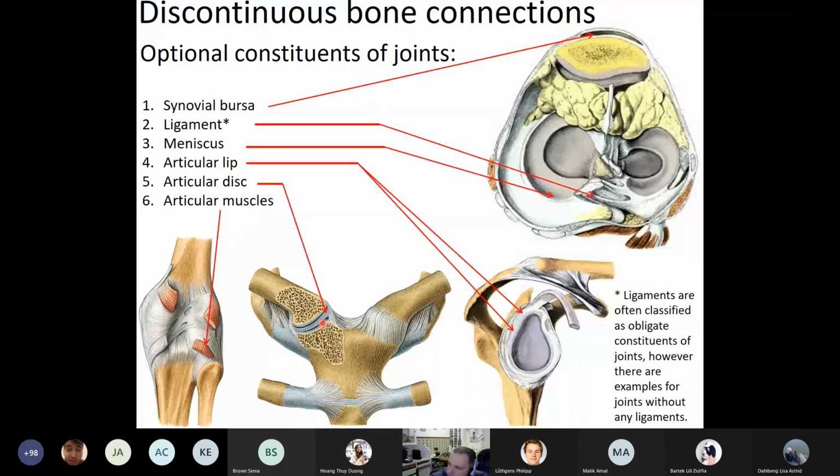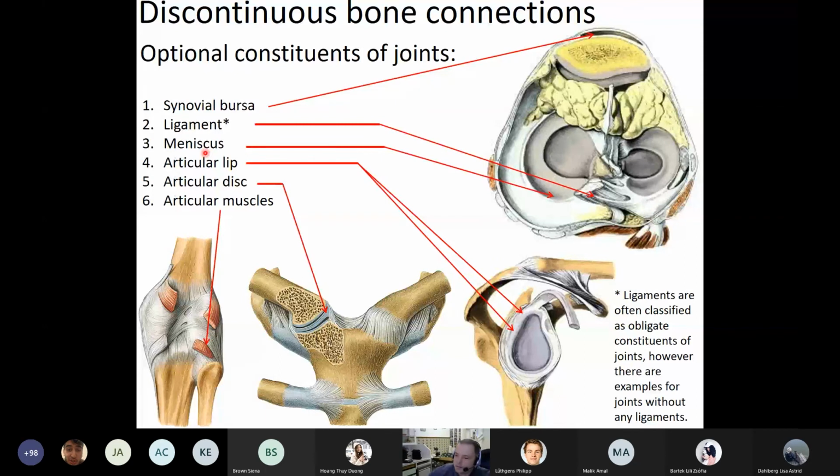Okay, and we also have so-called articular muscles. In some cases, articular muscles may reinforce the capsule of the joint, but sometimes they move the capsule of the joint to avoid that the capsule is pinched between the articulating surfaces when you carry out a movement, because that would be very painful. So in some joints, we also have muscles which support the actions of the joint. Okay, so this is the list of optional constituents of joints.